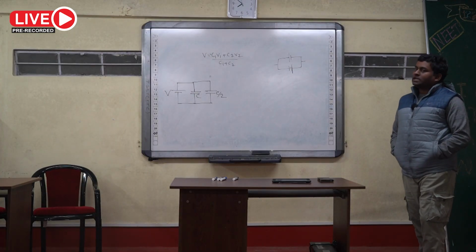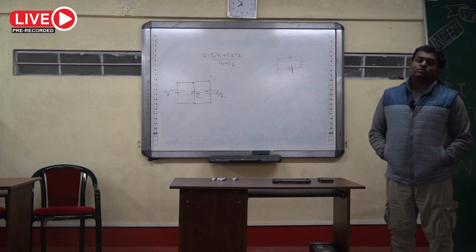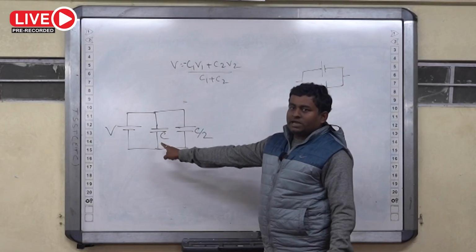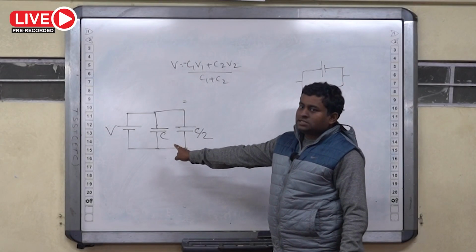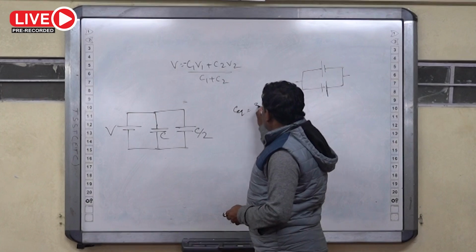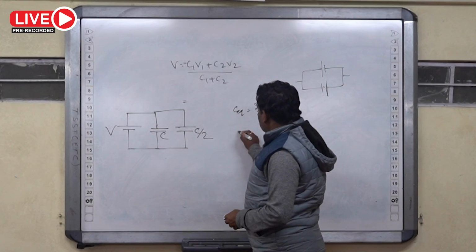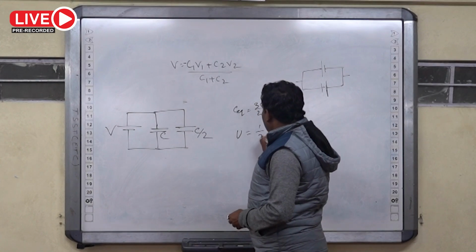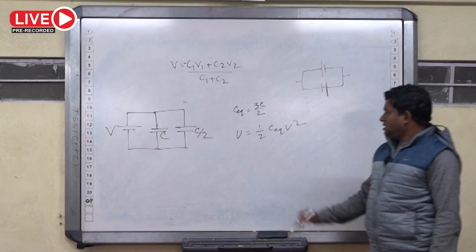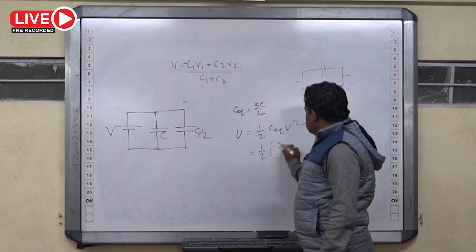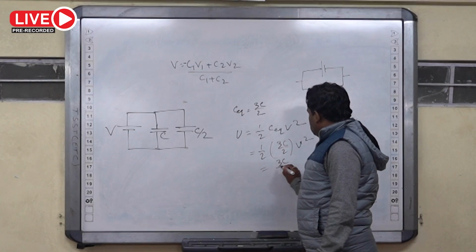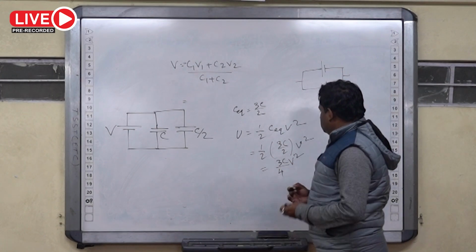First calculate the equivalent capacitance and then use half into C equivalent into V square. These two are connected in parallel, so their equivalent will be C plus C by 2, that is 3C by 2. So C equivalent equal to 3C by 2. Then potential energy stored equal to half C equivalent, and across both of them potential remains same. So it will be half into 3C by 2 into V square, that is 3C by 4 V square.